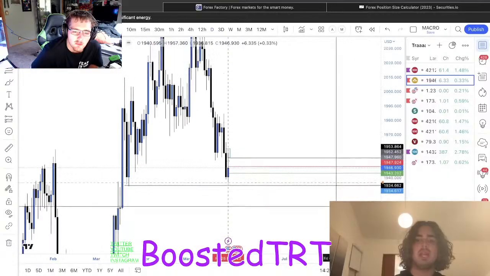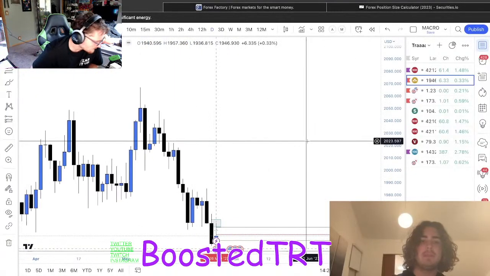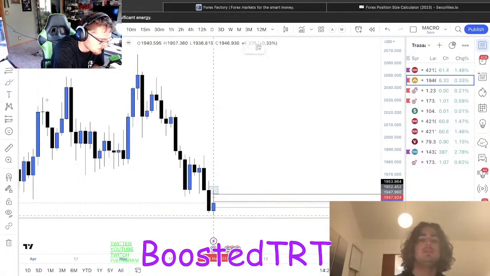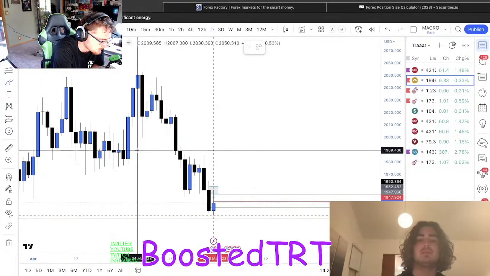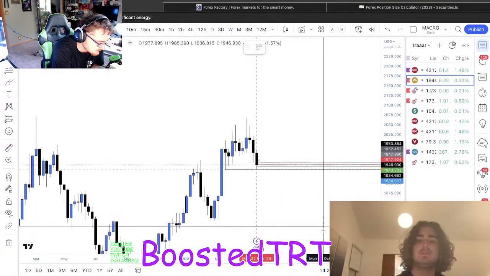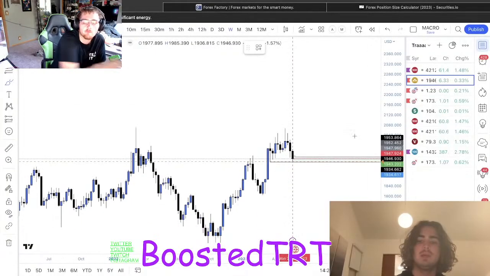If we just go to the daily, right here, we see this is just a more recent breaking of structure. We can highlight this one right here.